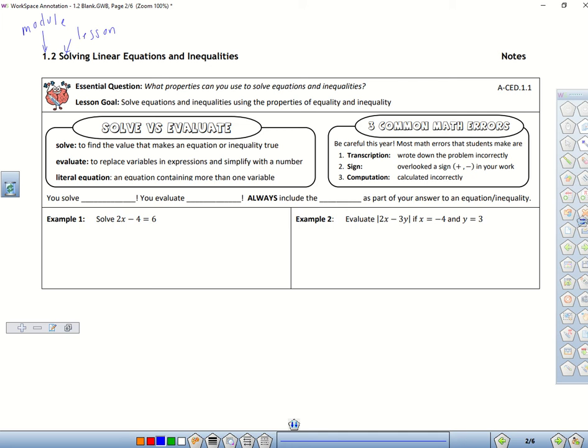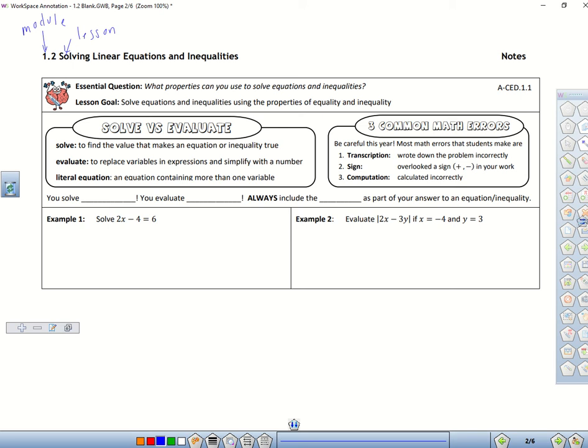So today we're going to be talking about solving linear equations and inequalities. Our essential question is, what properties can you use to solve equations and inequalities? And our goal will be to solve equations and inequalities using the properties of equality and inequality. So let's talk about two terms that we use in math, solving and evaluating. Often used interchangeably, but technically they do have specific definitions.